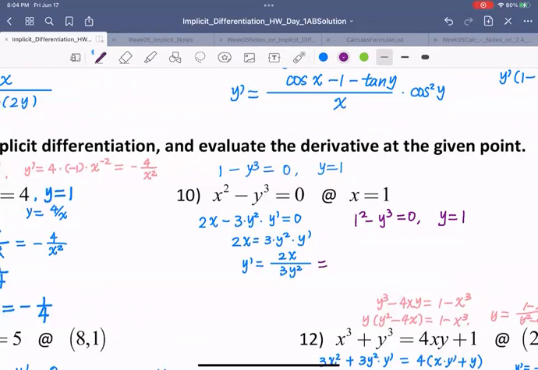Now, you have your x, you have your y. You feel welcome to plug in. 2 times who? 2 times 1 over 3 times 1 squared. Which is? Which is 2 over 3.